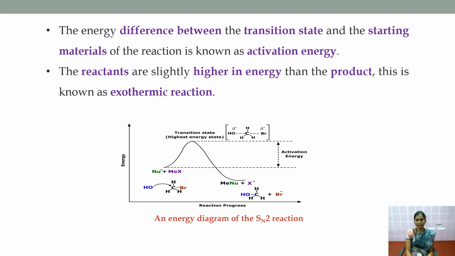The energy difference between the transition state and the starting material of the reaction is known as activation energy. The reactant is slightly higher in energy than the product. This is known as an exothermic reaction. Here we can see the energy diagram of the SN2 reaction. Here the transition state has the higher energy state. The energy difference between the reactant and the transition state is known as activation energy.